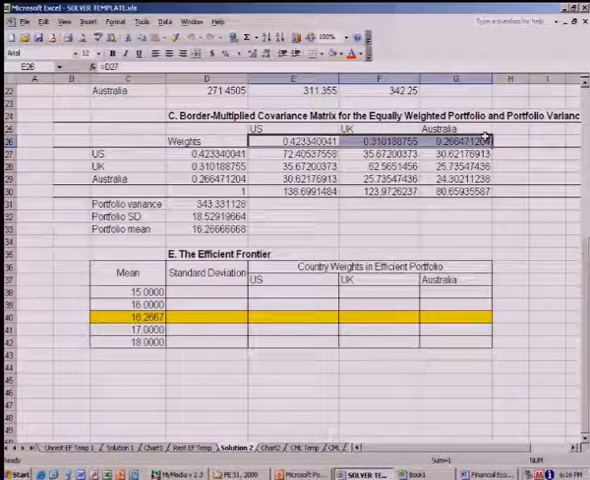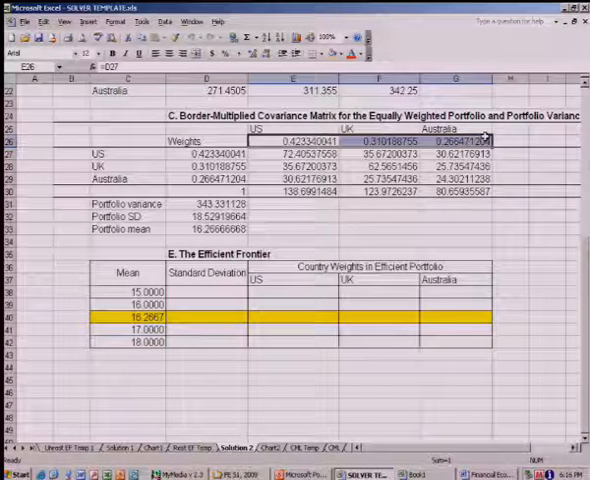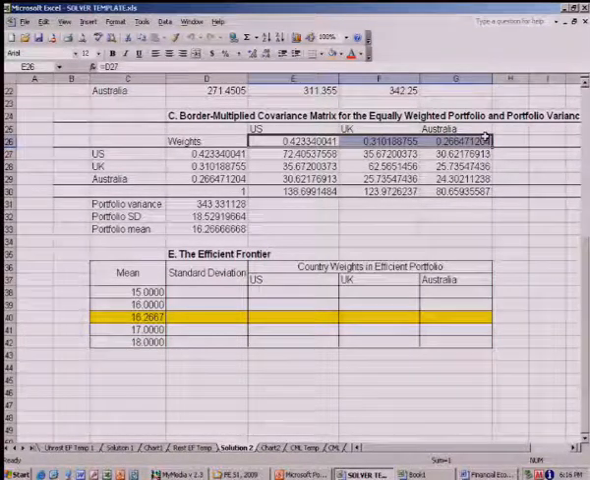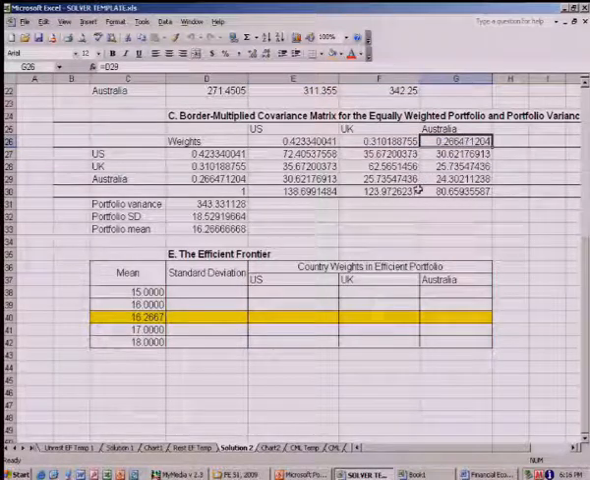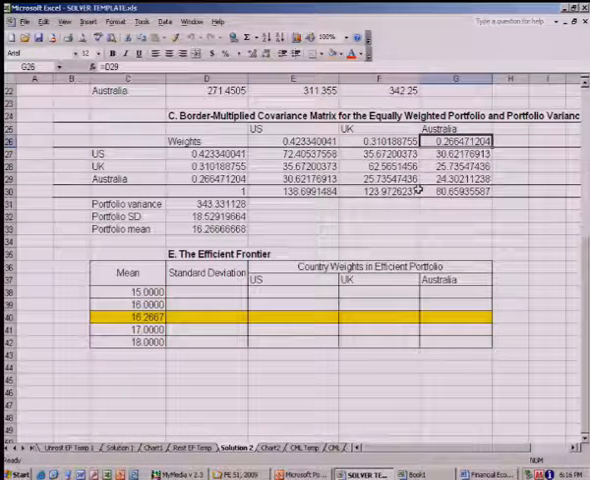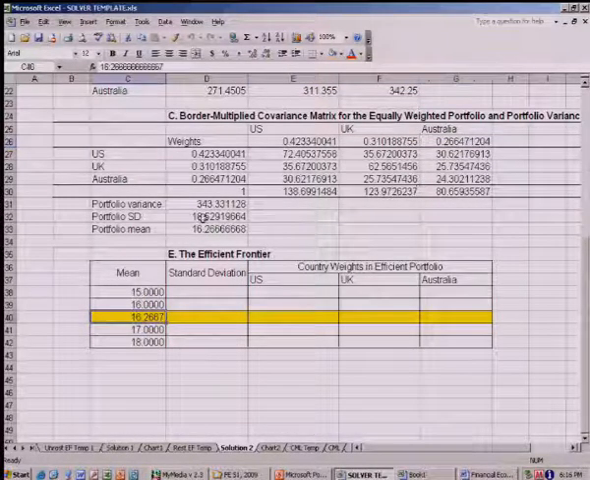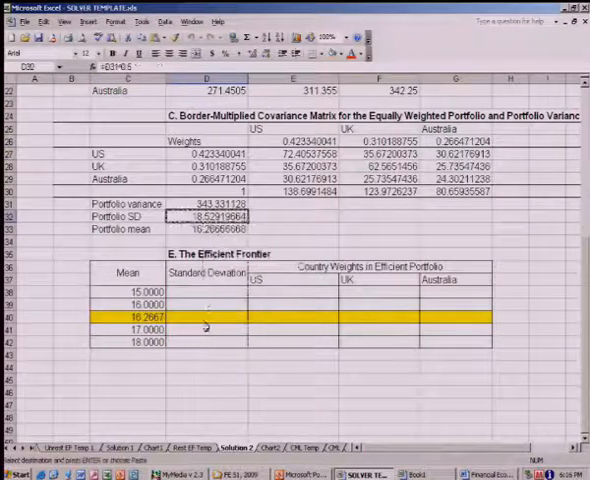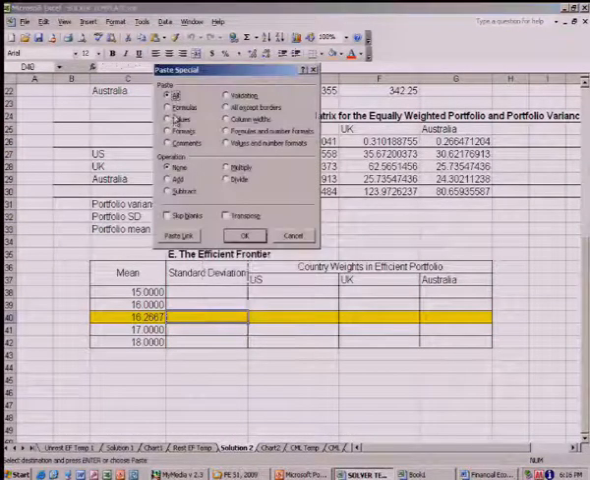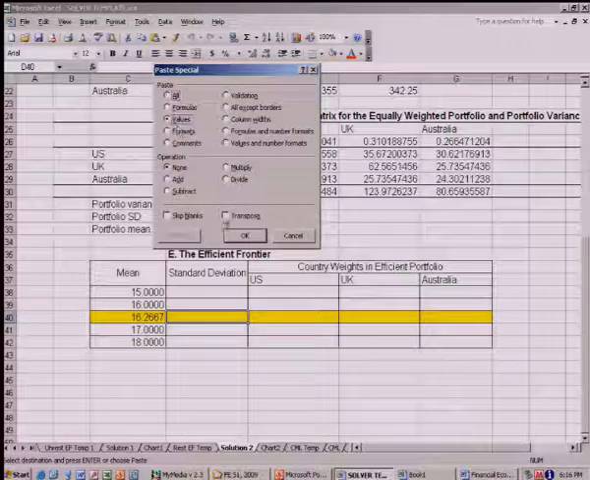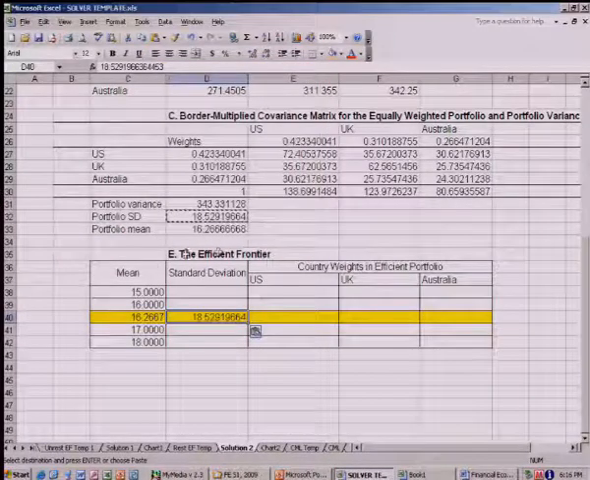So great, more in a US asset, a little bit more, less in a UK asset, and the lowest proportion is in Australian assets. So that's how you're changing them in order to achieve the same level of return, but at the lower level of risk. So again, you will copy and paste special that information in a table below.